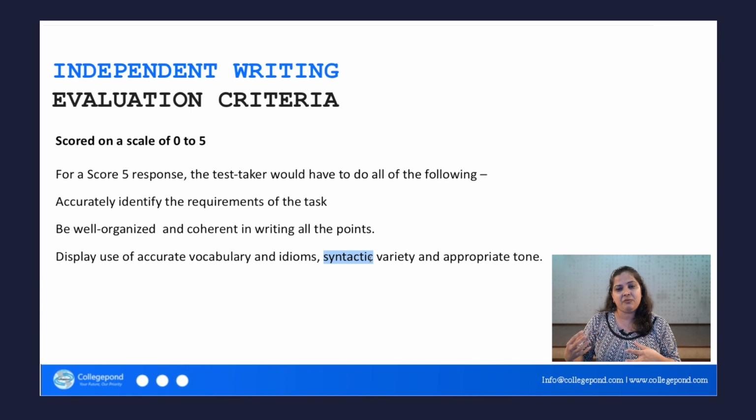You want to bring in some variety by introducing some simple sentences, some complex sentences, etc. And also you have to write in the appropriate tone. Now, the independent writing section will give you a task which is all about your opinion, right? It's not about summarizing what a professor said. It's about what you feel.